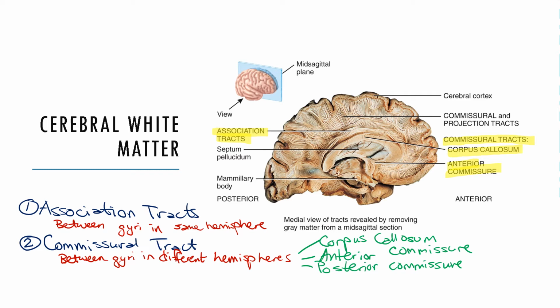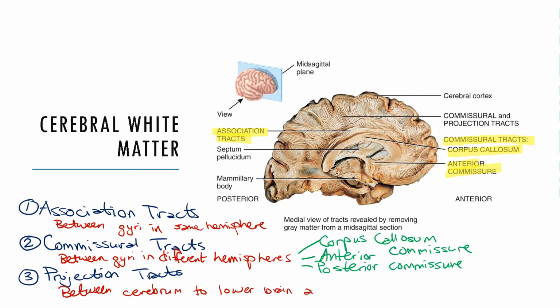Okay. Then our third type of tract here is going to be projection tracts. I guess these are going to be plural here. So these are going to conduct nerve impulses from the cerebrum to lower parts of the central nervous system. So to like the thalamus, the brainstem, and the spinal cord. So those will be here.